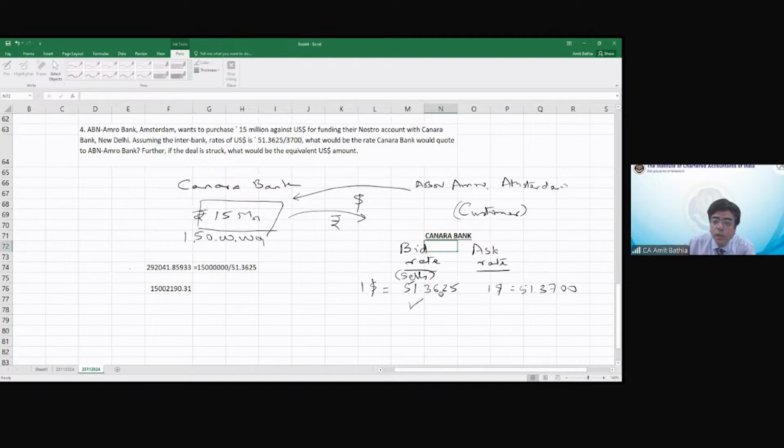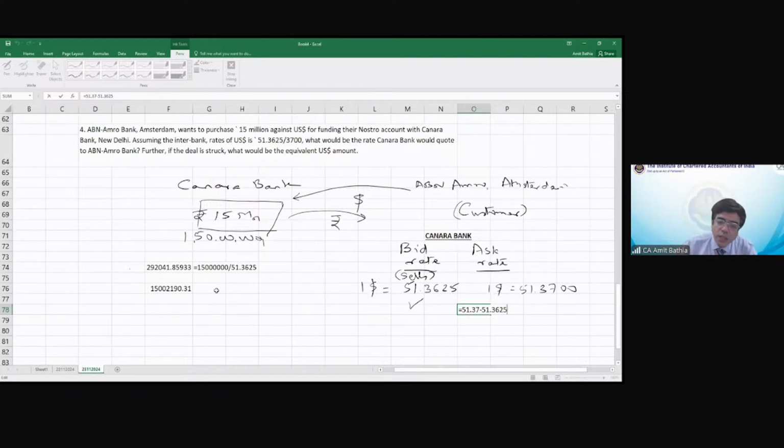Are you with me? Yes, sir. The same $1, when any other customer needs a dollar, because remember, on a global scale, we are still net importers. There are obviously other importers who need dollars because they have to make their payments in dollar terms. So Canara Bank gets another customer, and Canara Bank is going to sell this same dollar to them at 51.3700. So what is the spread or margin for them? 51.3700 minus 51.3625 is 0.0075 per dollar, which is the spread the bank has.